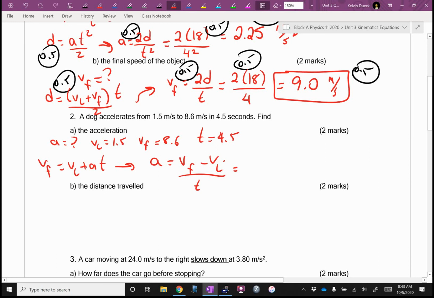Right? Right. So it's going to be 8.6 minus 4.5 all over... No, minus 1.5, Mr. Dewick, all over 4.5. Can I do that one in my head? It's going to be 7.7. No, yucky.